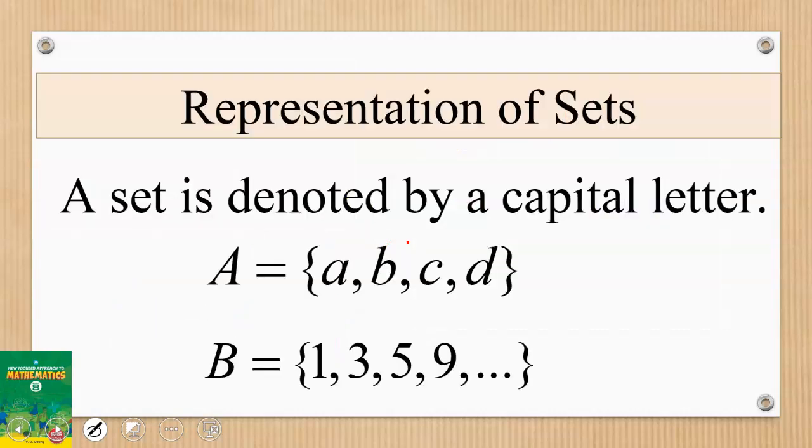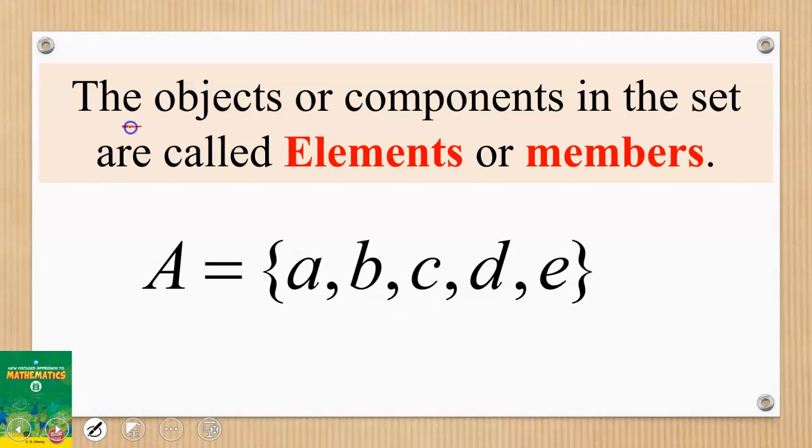How do we represent a set? We have three ways we can do this. But before then, let's look at a set. Like we said earlier, it is denoted by a capital letter, and the members in here are called the elements of the set. So we can represent set A with our curly bracket, and we put elements in it. The objects or components in the set are called the elements or the members. Here we can see set A has members A, B, C, D, E. That is what the representation of a set is all about.